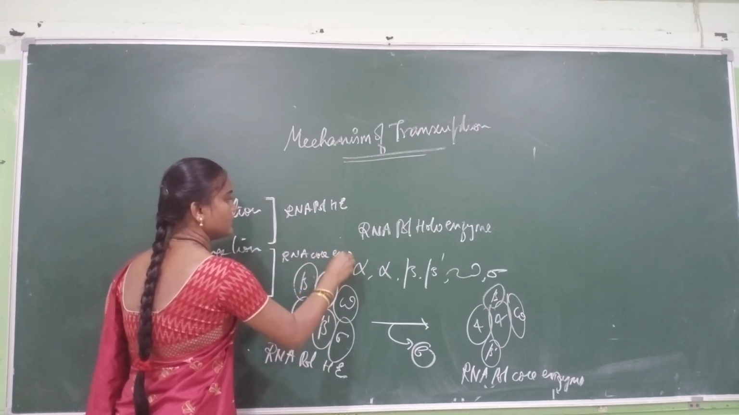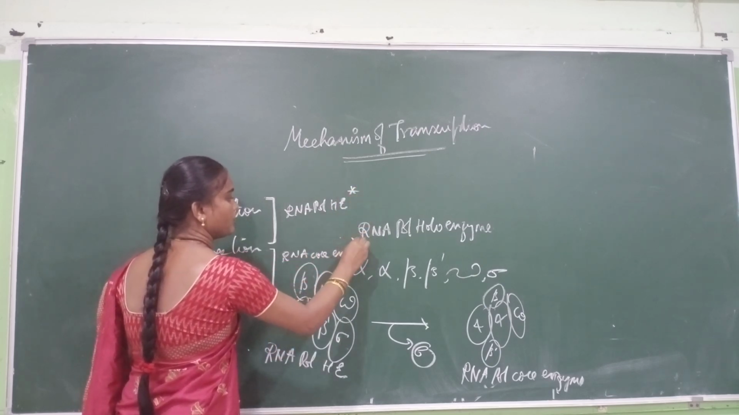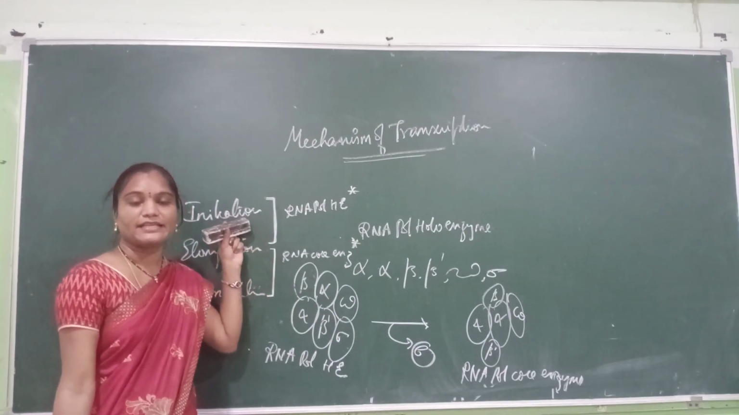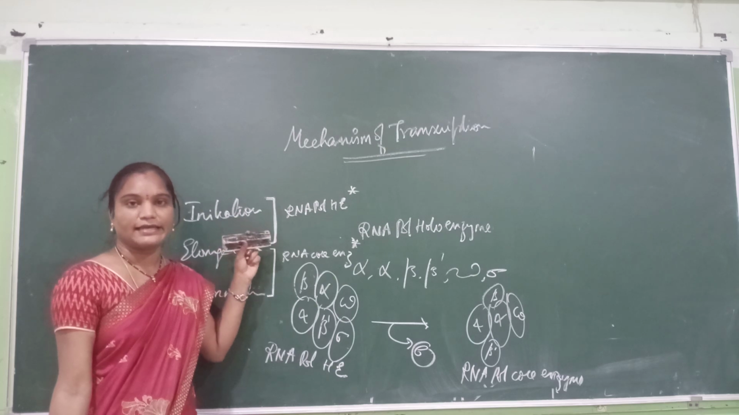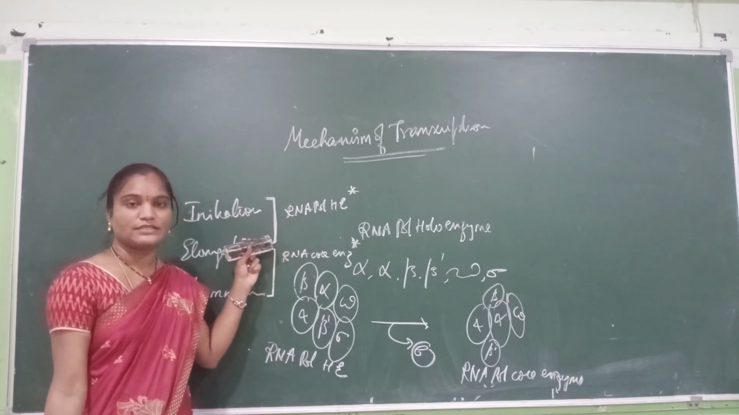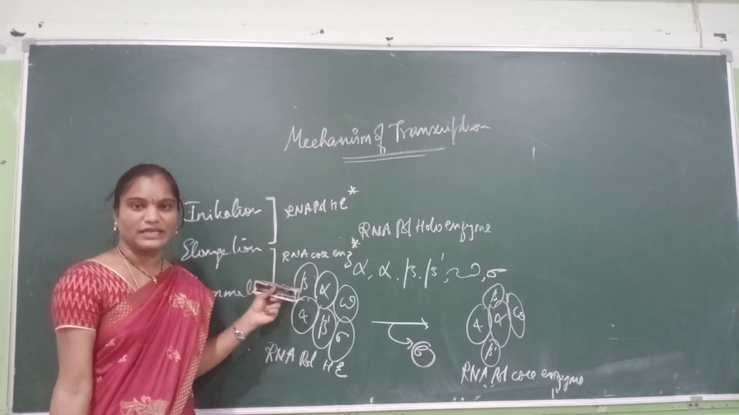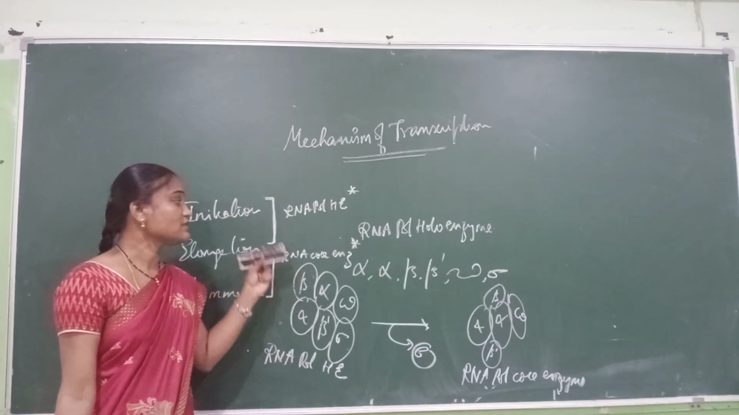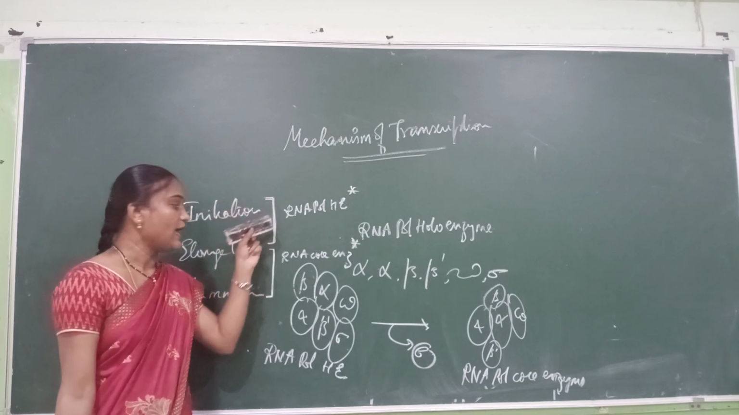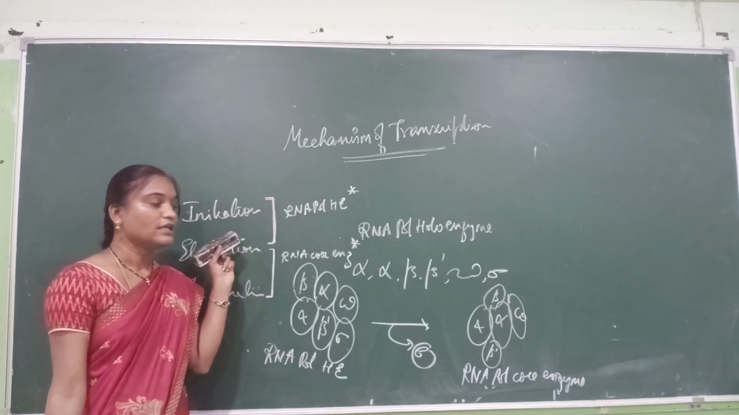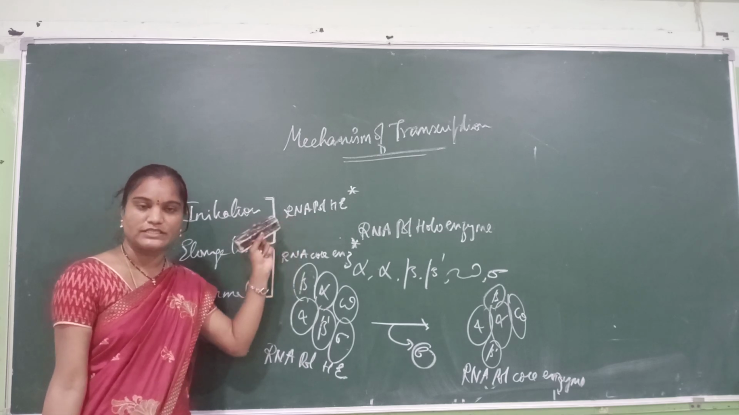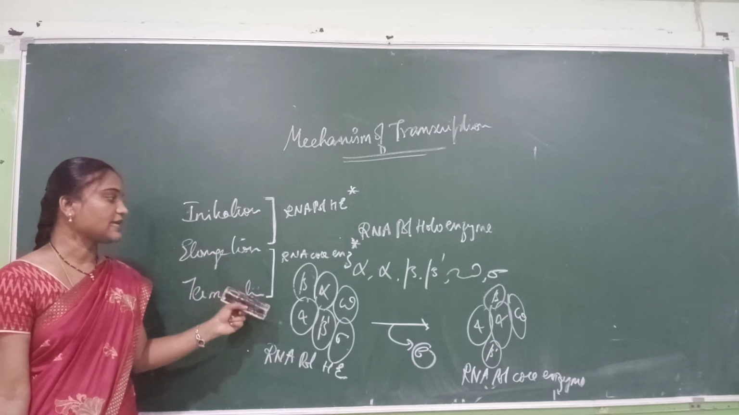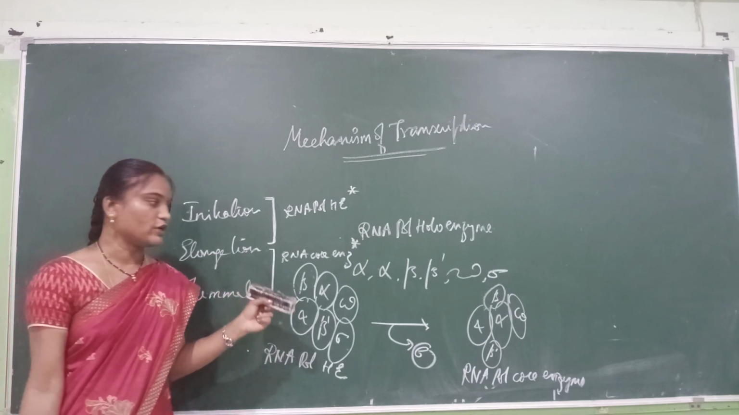Next, the second half of the mechanism of transcription is carried out by RNA polymerase core enzyme. This is the important point that you must keep in mind. The total initiation step and the first half of elongation are carried out by RNA polymerase holoenzyme, and the next half of elongation and the whole termination step are carried out by RNA polymerase core enzyme.